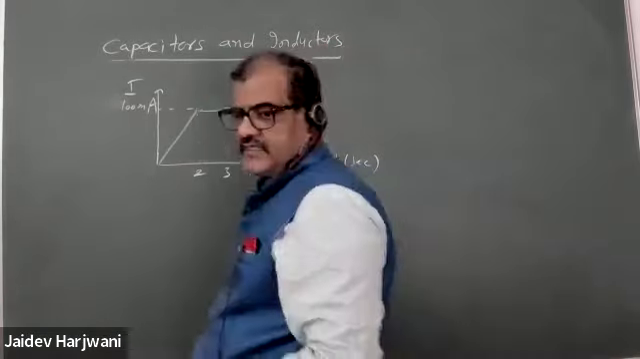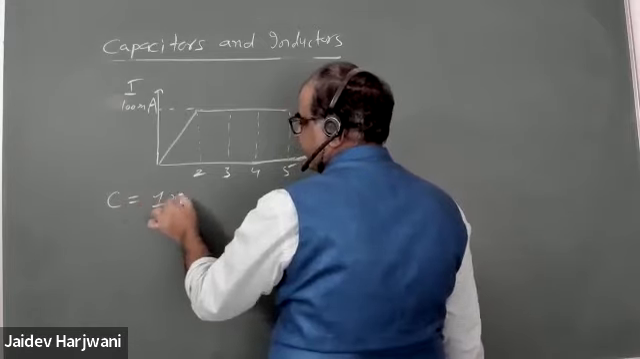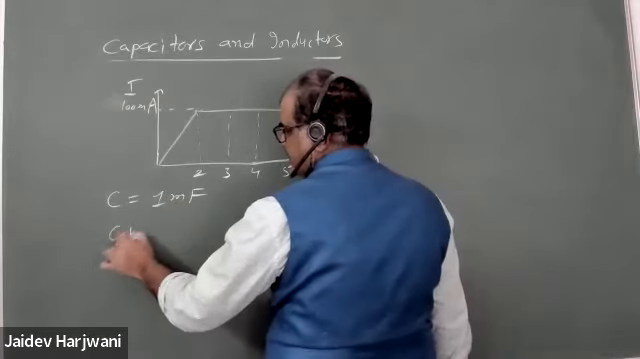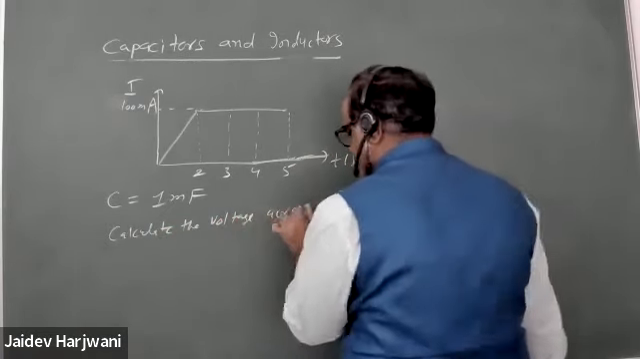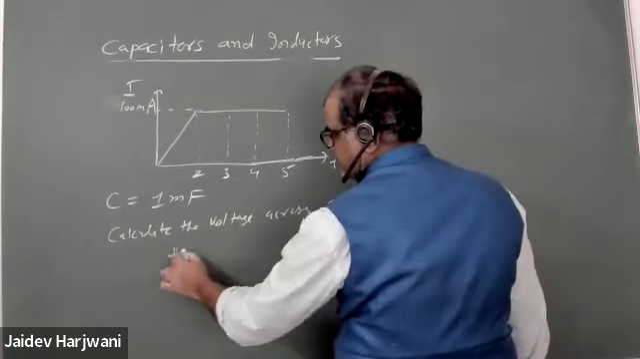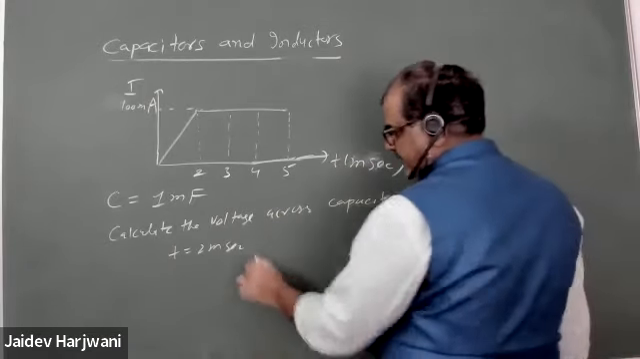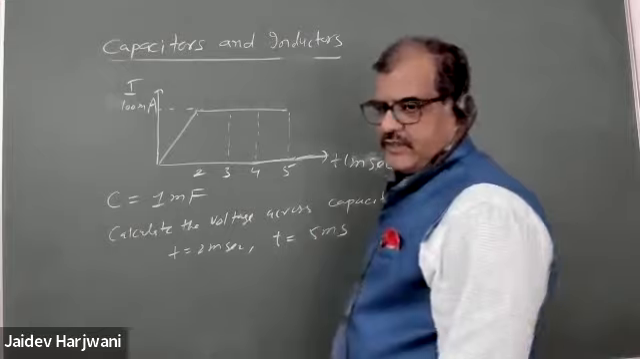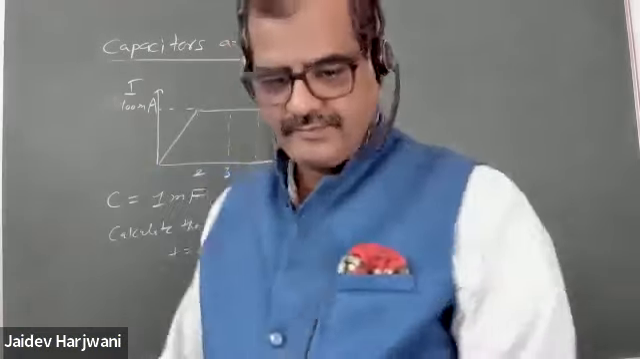Now my current is changing like this. In the question, you have been given a capacitor of 1 millifarad through which this current is flowing. He says calculate the voltage across the capacitor at t equals 2 milliseconds and t equals 5 milliseconds. This time is in milliseconds. So after charging at 2 millisecond, what is the voltage, and at 5 millisecond, what is the voltage?